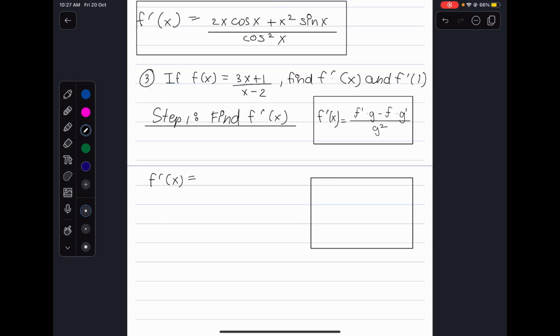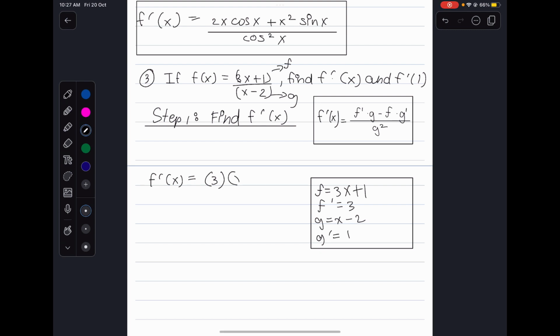f is equal to the numerator, which is 3x plus 1, and g is equal to x minus 2, or the denominator. So f is 3x plus 1 and g is x minus 2. f prime is the derivative of f, so in this case it's 3. g prime is the derivative of g, which is 1. So f prime times g, f prime is 3, so we can start substituting the values.